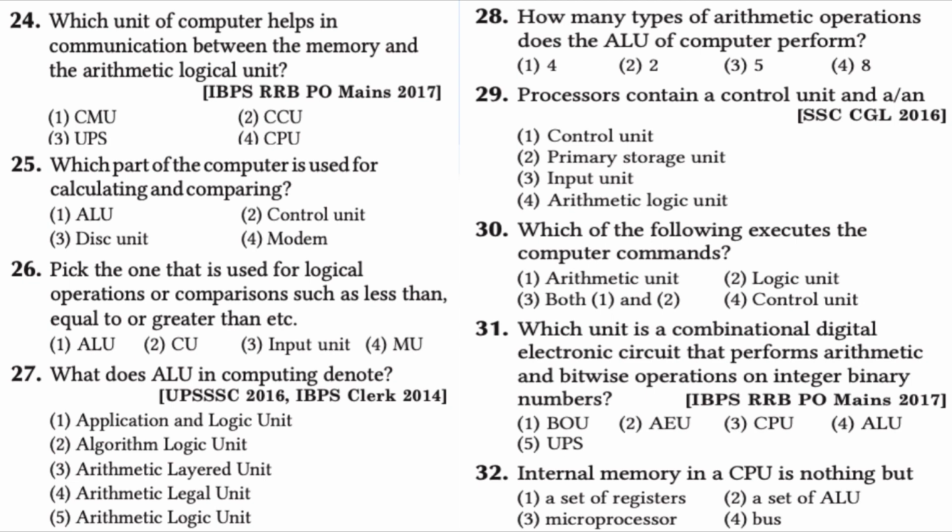Moving on to question 29. Processors contain a control unit and an AN. Here the correct answer is 4. Arithmetic Logic Unit. Processors contain a control unit and an arithmetic logic unit, ALU, working together to execute instructions and perform calculations.